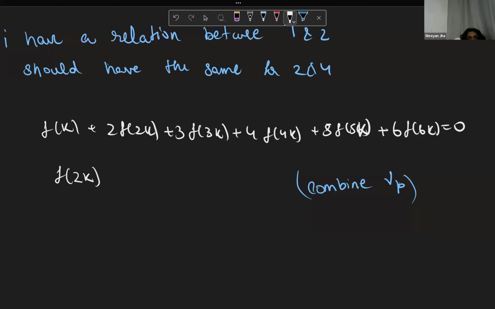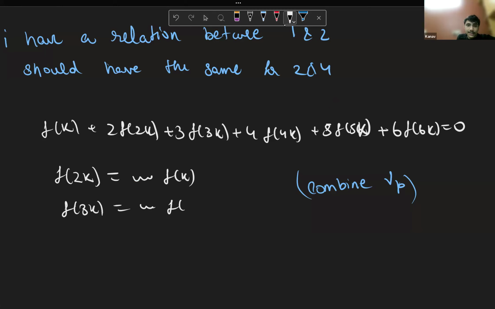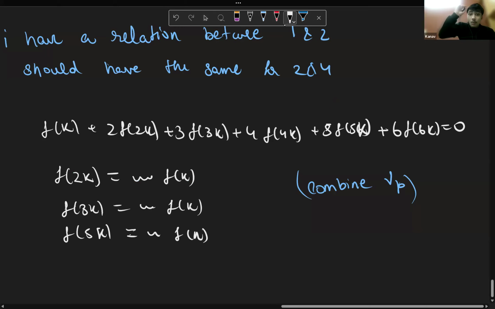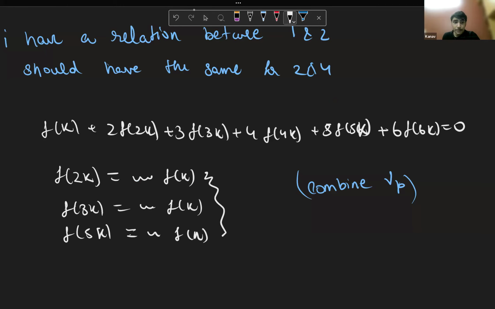Exactly. So what you do is you just ensure these kinds of conditions. Something times f of k, f of 3k is something times f of k, f of 5k is something times f of k, for everything. What this does is you can now just factor out an f of k. All your problem is reducing to some constants. The entire point of the function just died. Now all you have is a bunch of constants to worry about.